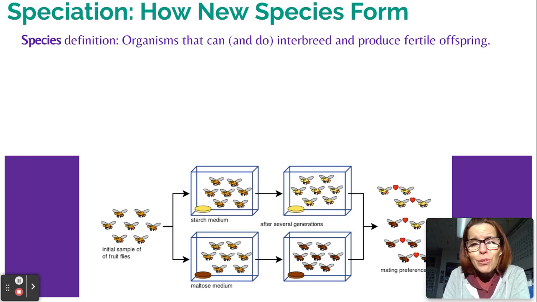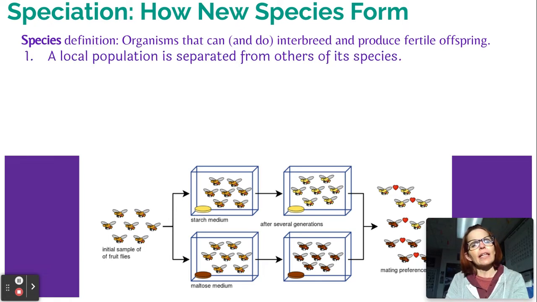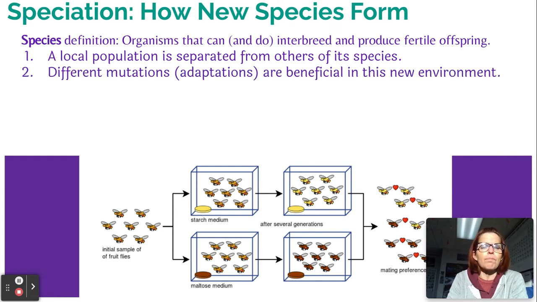All right, so how do new species form? So we've already talked about natural selection. We're kind of giving you the idea. This is another way of saying it a little bit more detailed. A local population gets separated from others of its species. So what we see in the picture below is an experiment, actually, where they were purposely separated from one another, and they were all the same. They were all the same species initially. Different mutations or adaptations are beneficial in this new environment.